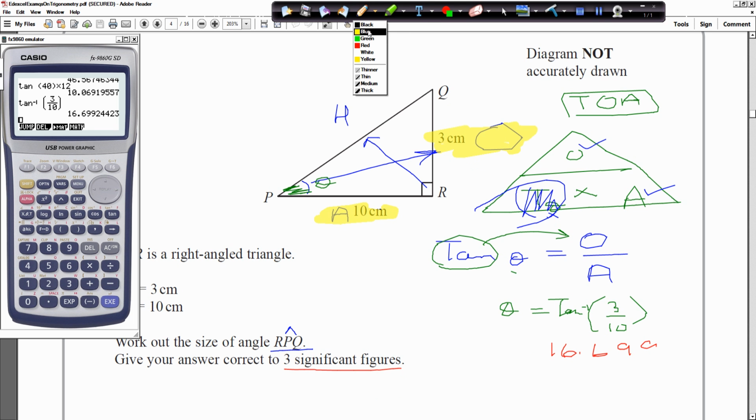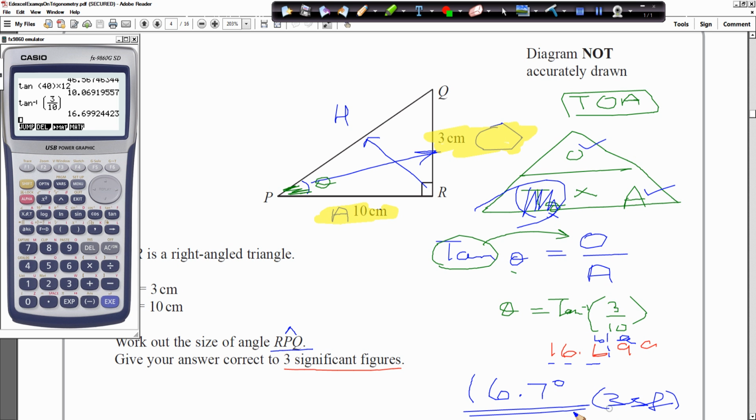So who can remember significant figures? Significant figures starts from where? From the beginning. Yeah, the first non-zero digit. 1, 2, 3. So they want you to do to 3, one decimal place in a sense. Last digit, that's the decider. Decider is 5 or more, add 1 to the last digit. So 16.6 becomes 16.7. So the angle is going to be 16.7 degrees to 3 significant figures. And that 3-mark question is finished.